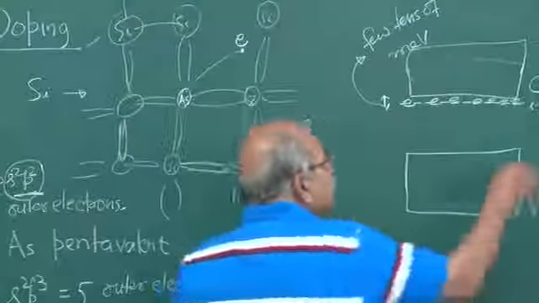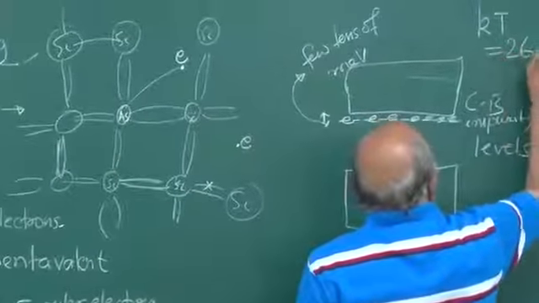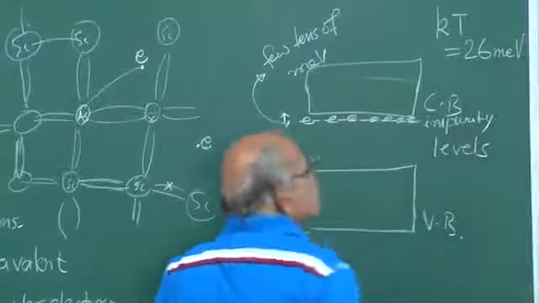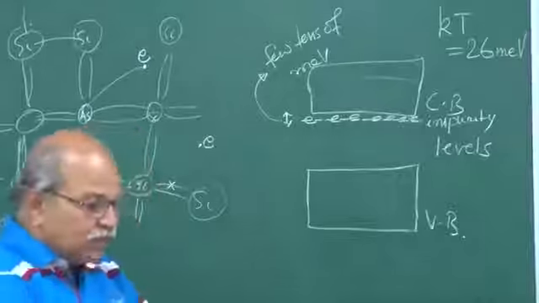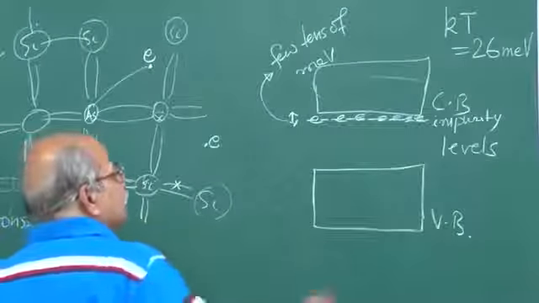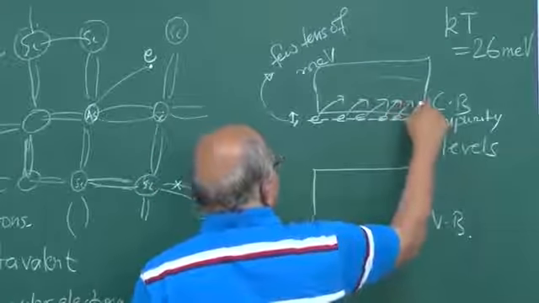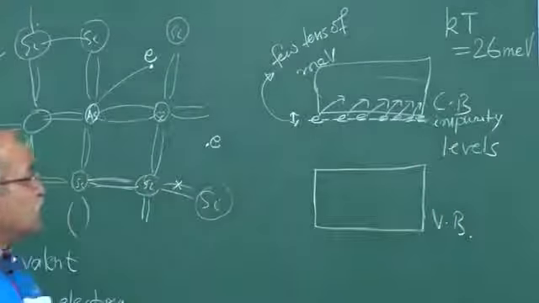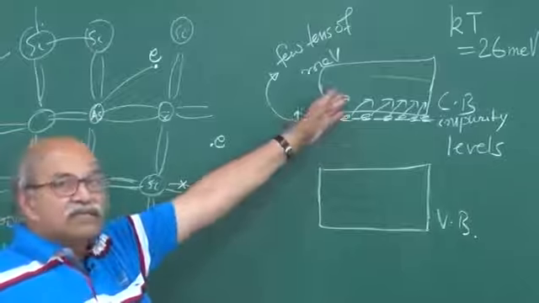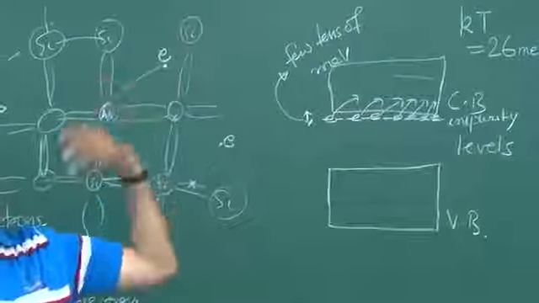And remember, kT itself is 26 milli-electron volt. So it's comparable to that. It's just comparable to that. And therefore, through thermal interactions, these can easily go into the conduction band, and then they are free to move anywhere.